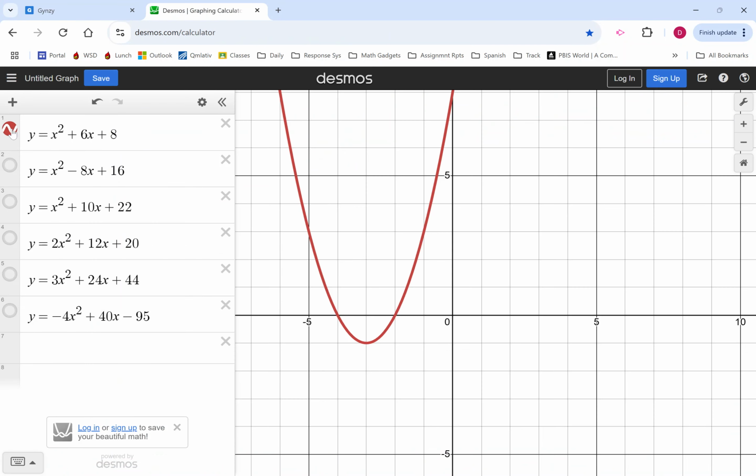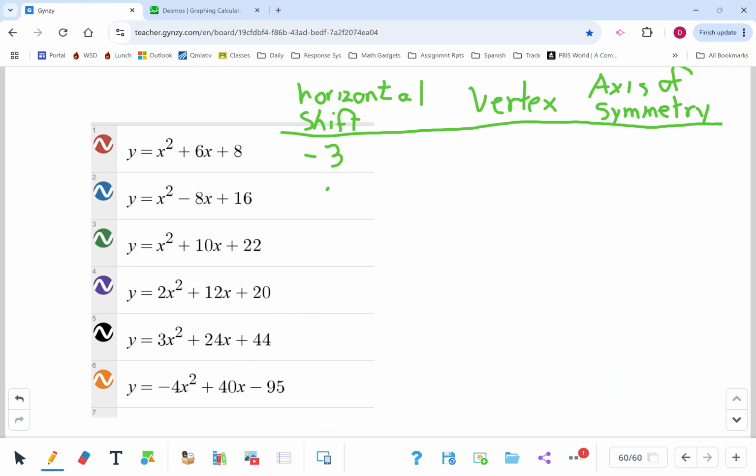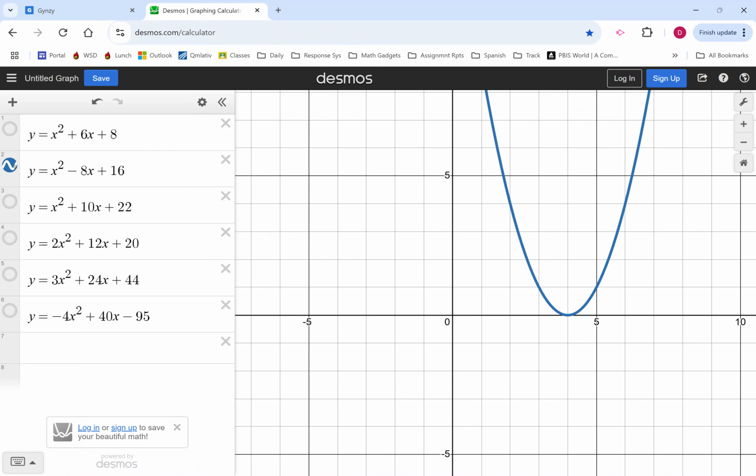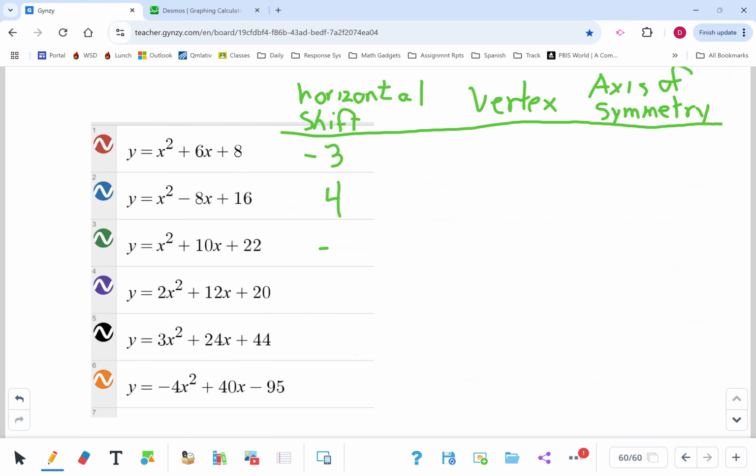And then let's look at the next one. That one appears to have been shifted 4 to the right. So +4. The next one looks like, let's see, I think it got shifted 5 to the left. And so we'll write -5. And then I'm going to ask you a question here. What does it look like? Is there any sort of pattern you see here?